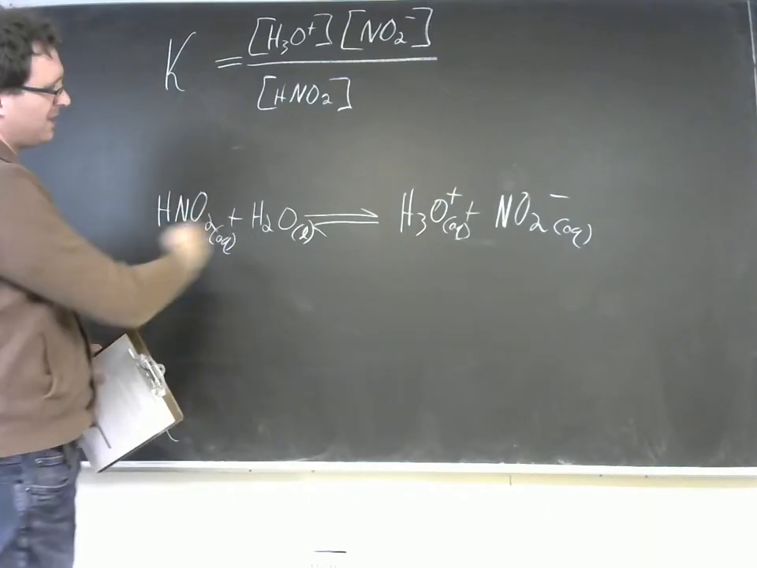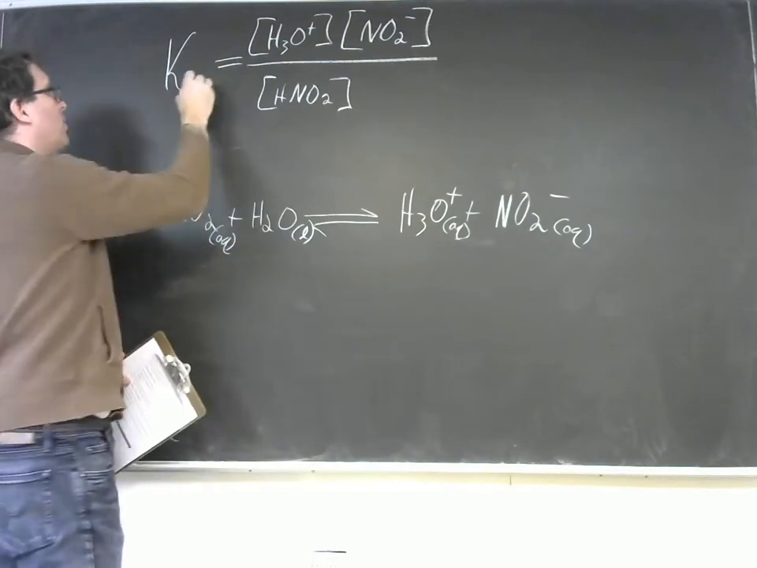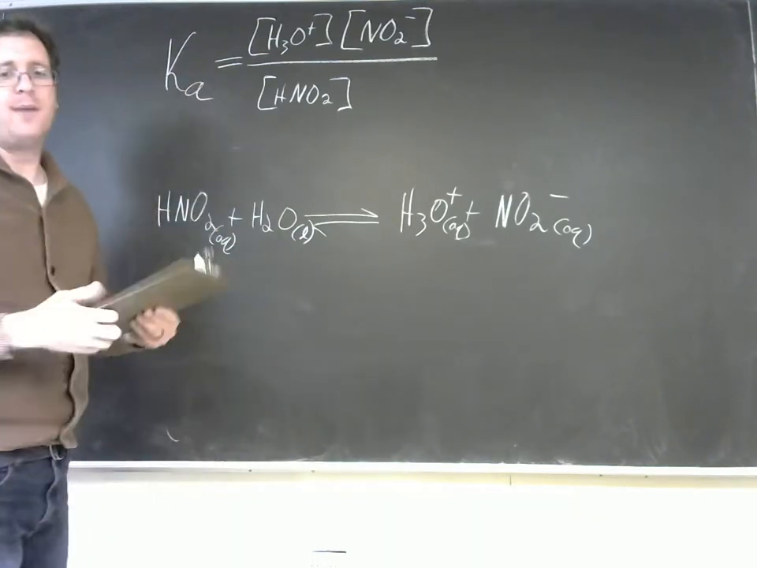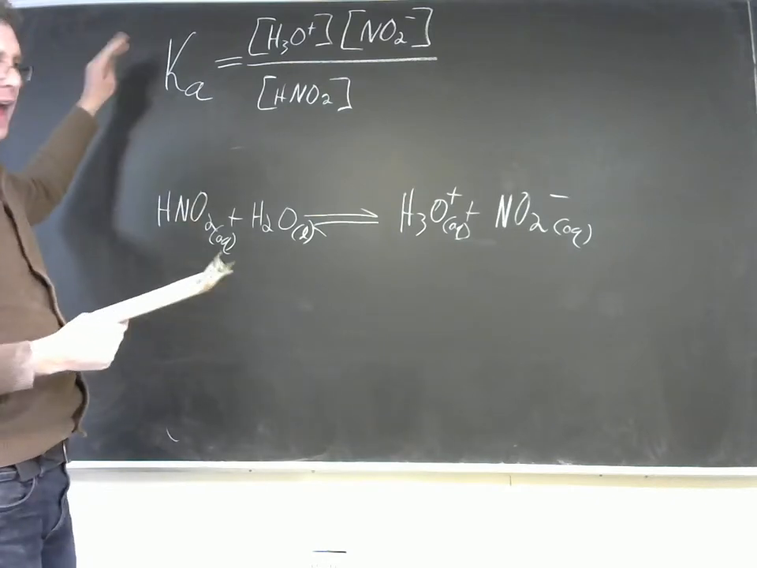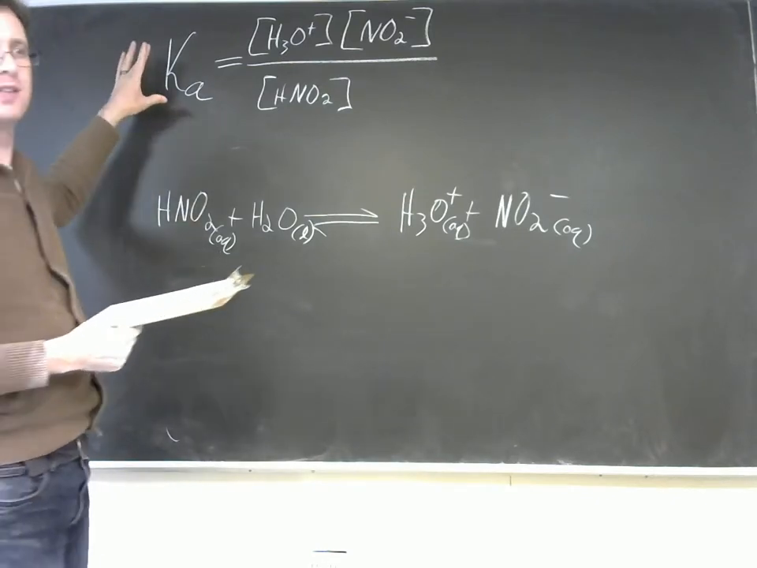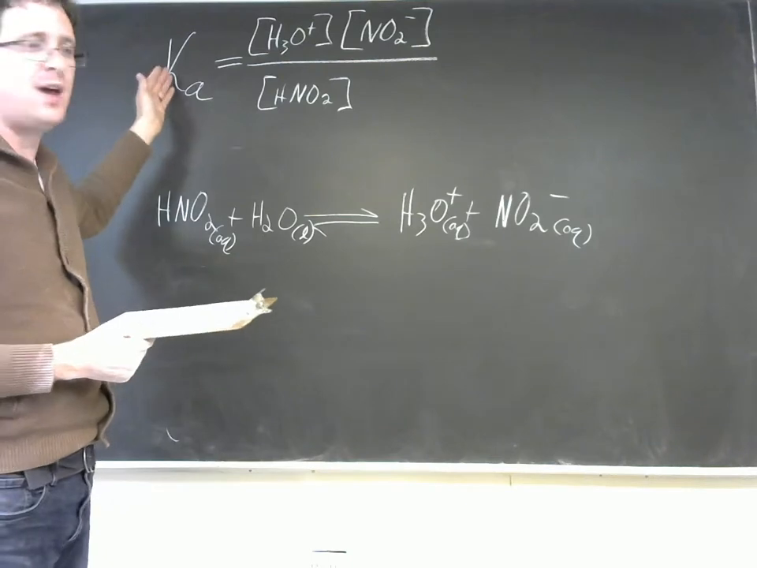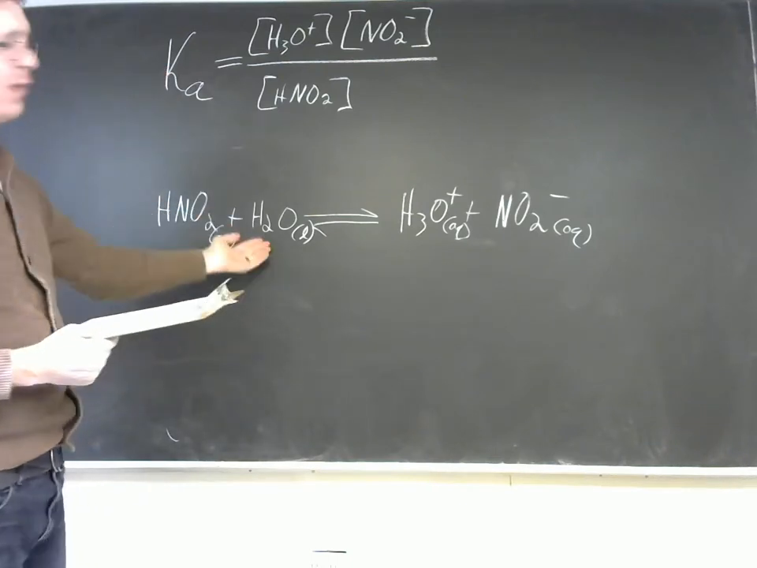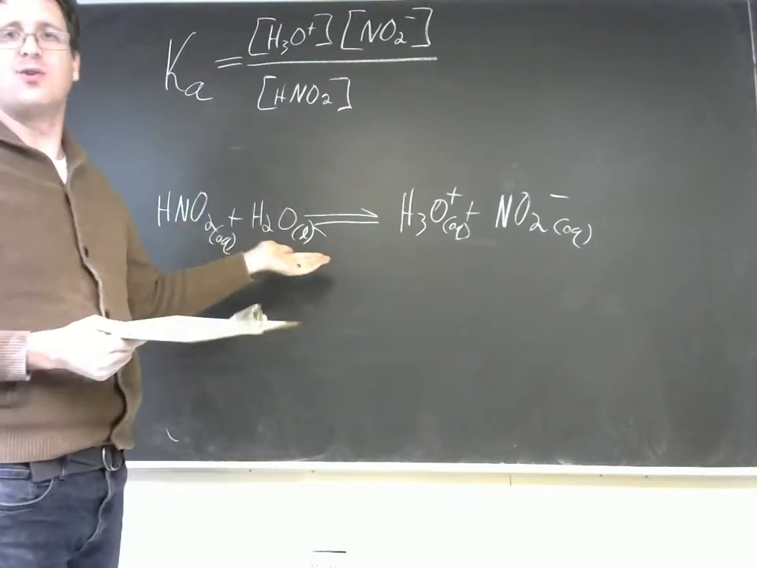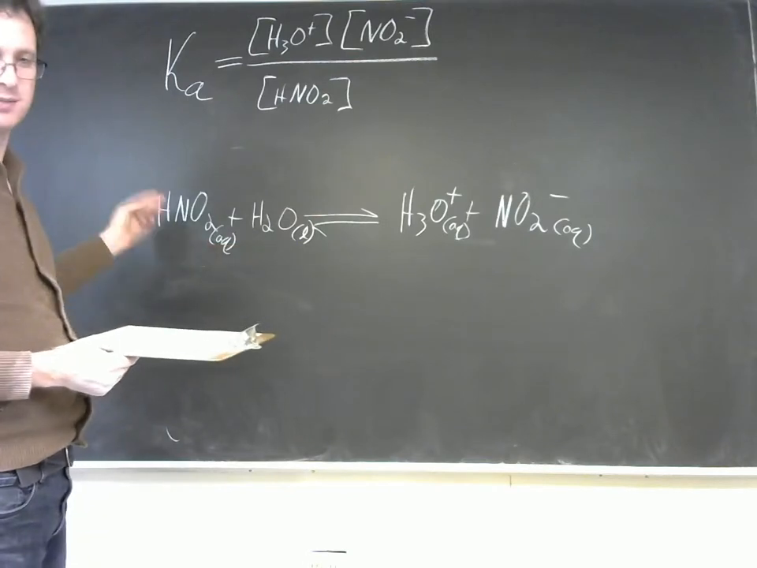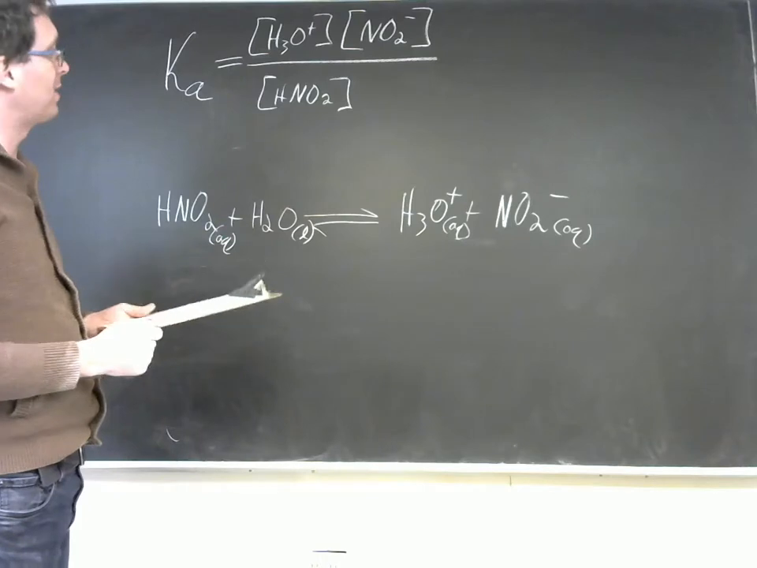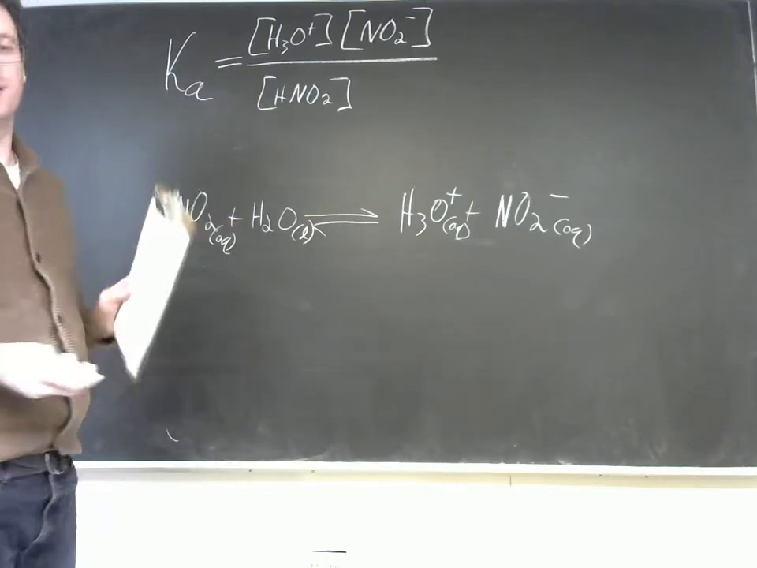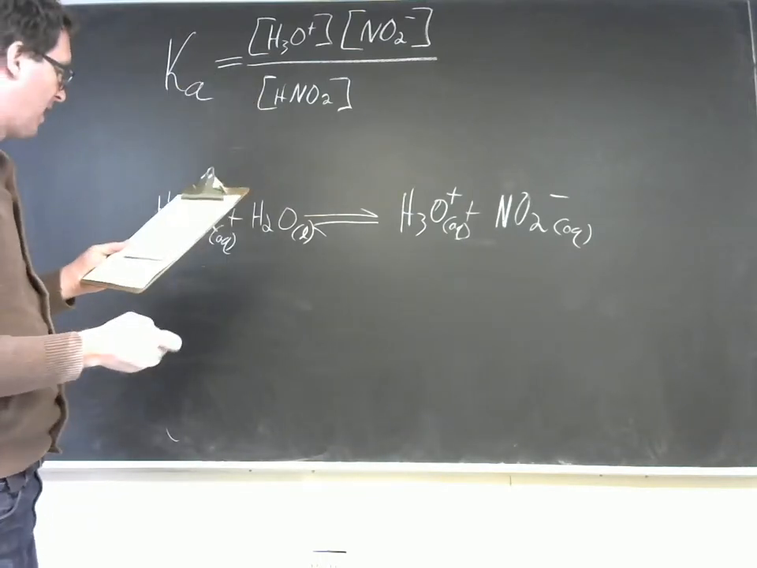Because this is an acid, then we'll call this a Ka, or the acid strength constant. So the acid strength constant is simply the equilibrium constant for the reaction of an acid with water. Not just any old reaction that involves this acid, but specifically its reaction with water is going to have an equilibrium constant that's equal to the Ka.